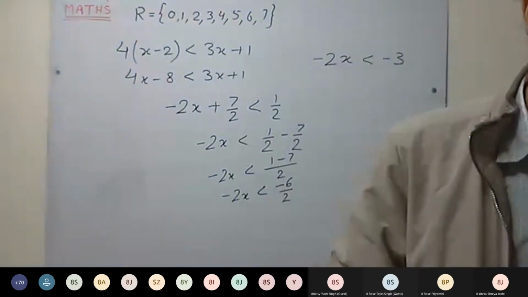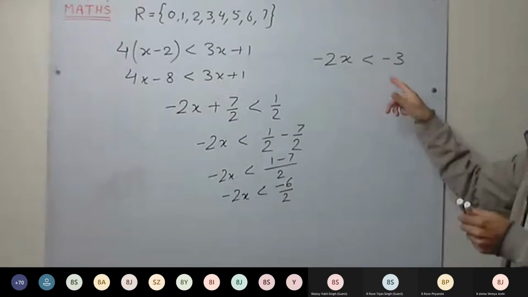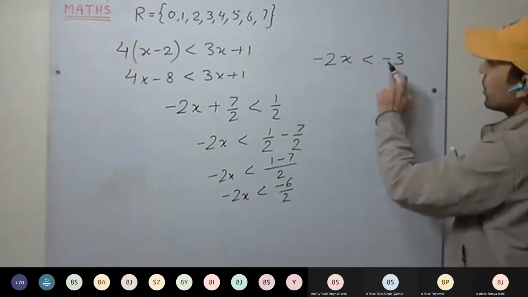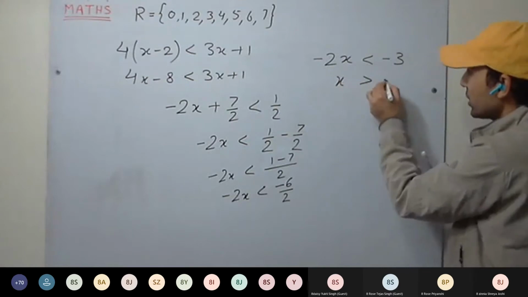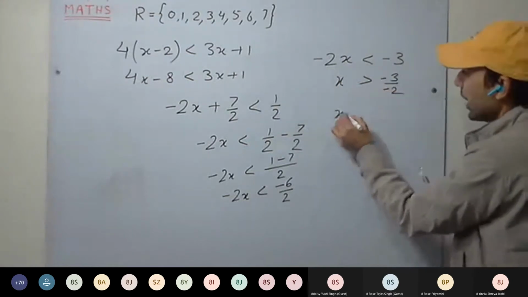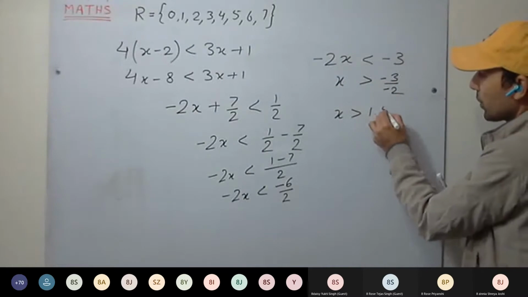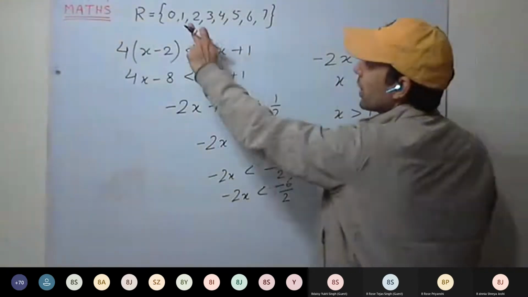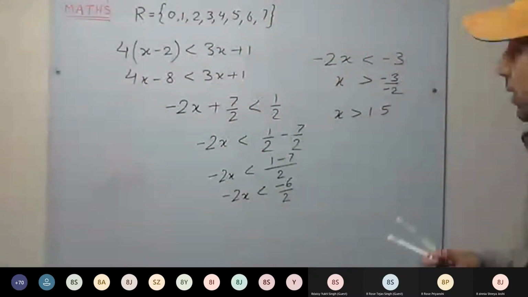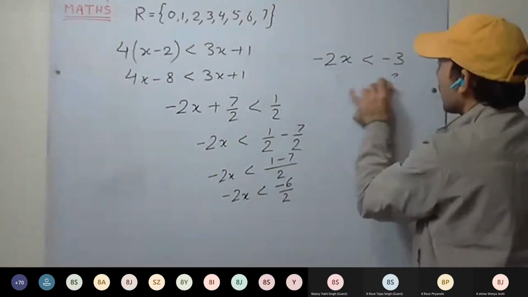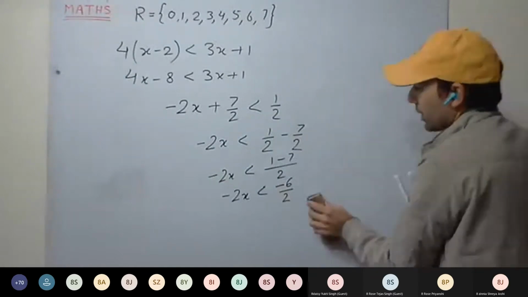Okay, second, first question. Try to solve that. This you understood, minus 2x less than minus 3. Now divide both sides by minus 2. So it will be x, sign will change, minus 3 divided by minus 2. X greater than 3 by 2, that is 1.5. So greater than 1.5: 2, 3, 4, 5, 6, 7. Here the replacement set is whole numbers. From the whole numbers, we will pick the solution.